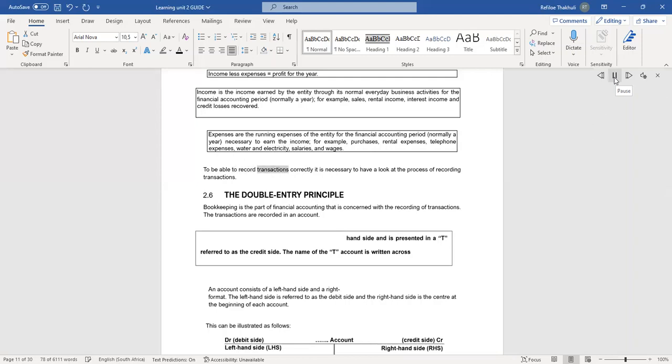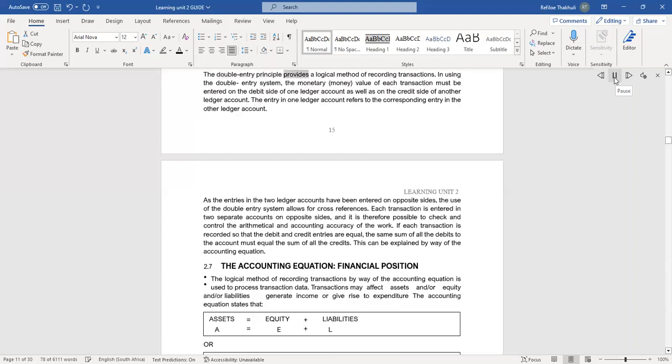To be able to record transactions correctly, it is necessary to have a look at the process of recording transactions. 2.6 The double entry principle. Bookkeeping is the part of financial accounting that is concerned with the recording of transactions. The transactions are recorded in an account. An account consists of a left-hand side and a right-hand side. The left-hand side is referred to as the debit side and the right-hand side is the credit side. The double entry principle provides a logical method of recording transactions.